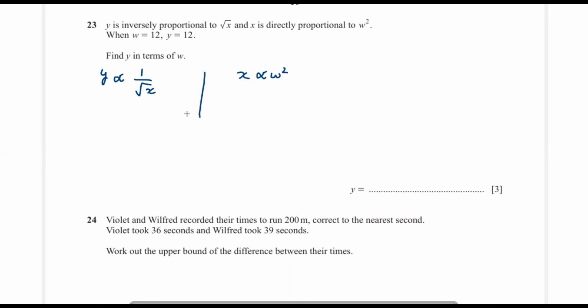Now we see that y is equal to, we take the constant k1, that's equal to k1 over the square root of x. Therefore, we can write it as y equal to k1 over the square root of x, and next x is equal to, we take the constant k2, as k2 w squared. Now we substitute the value here. We have to find y in terms of w. Now we eliminate x here. Now we put the value of x in this equation.